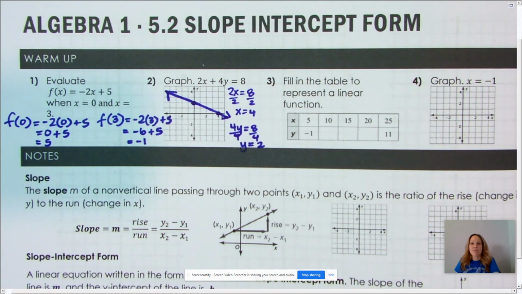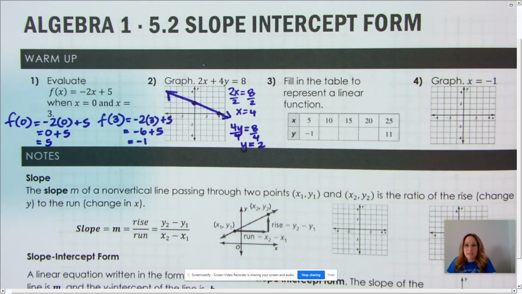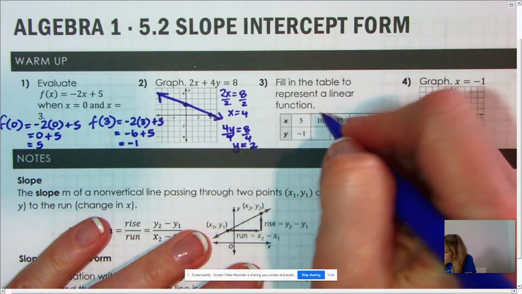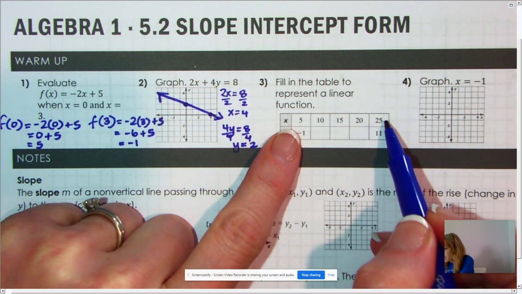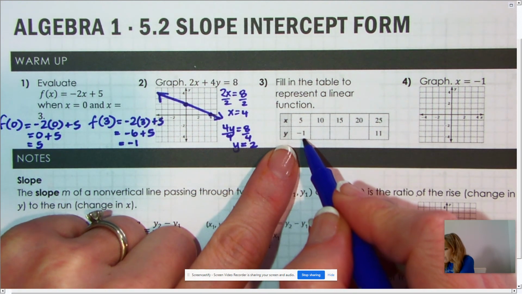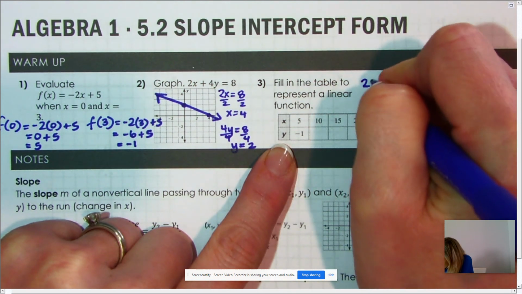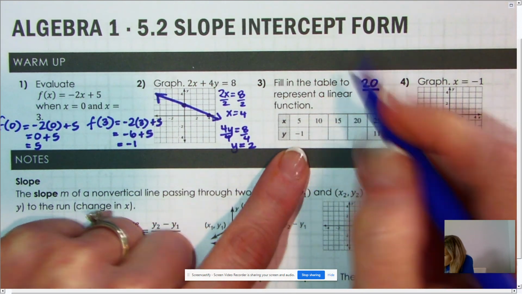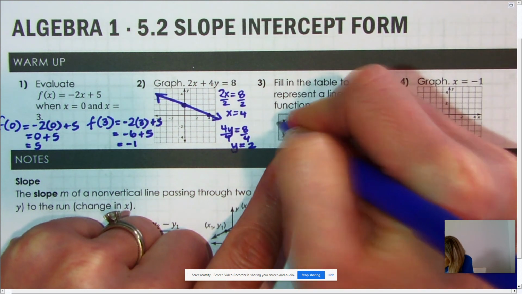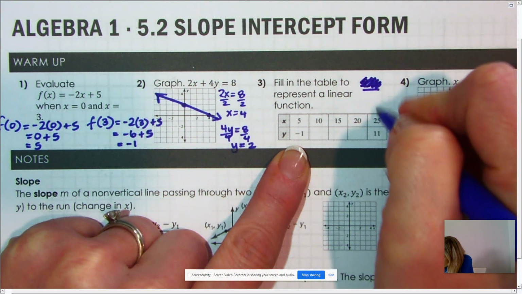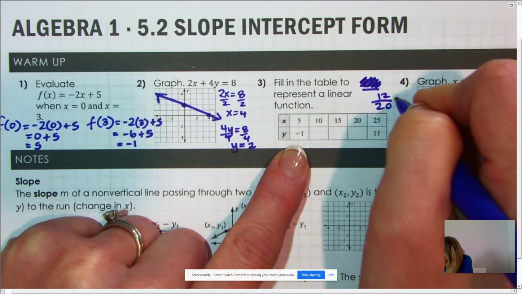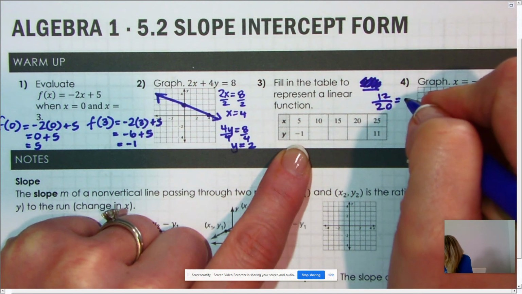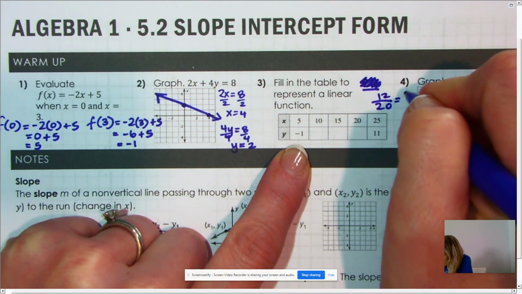Okay, question number 3 says fill in the table to represent a linear function. So this one's a little bit tricky, but if I went from here to here, I went up by 20, and I went over by 20, you guys, because this is the x. So in the x direction, I went 20, and then in the y direction, I went up by 12. If I reduce that, I know I could divide by 4, so 3, 5.